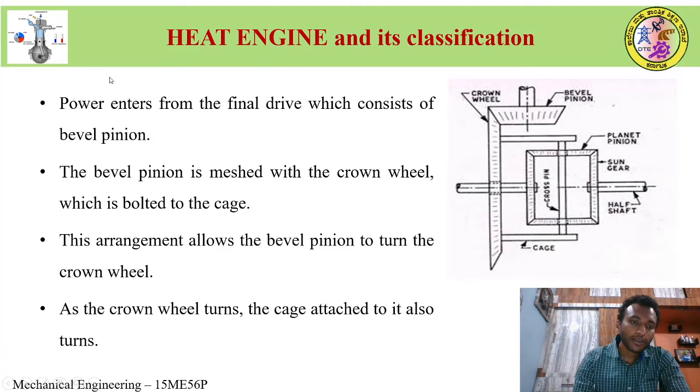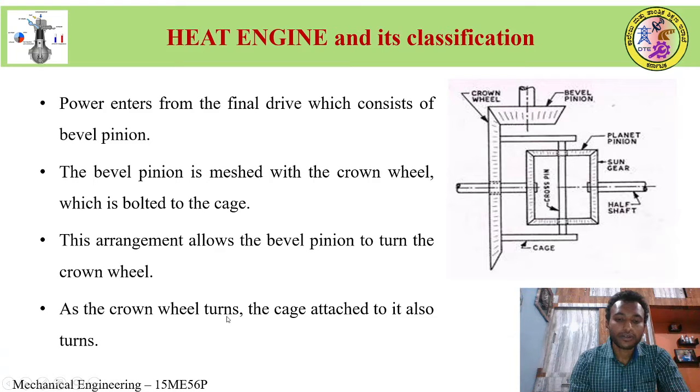Now first, the power enters from the final drive, which consists of a bevel pinion. The power first enters into this bevel pinion. This bevel pinion is meshed with the crown wheel, which is bolted to the cage. It is indicated in this case. When the bevel pinion rotates, it will rotate the crown wheel due to this meshing. This arrangement allows the bevel pinion to turn the crown wheel.